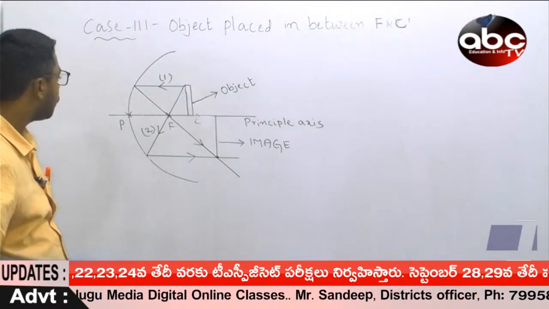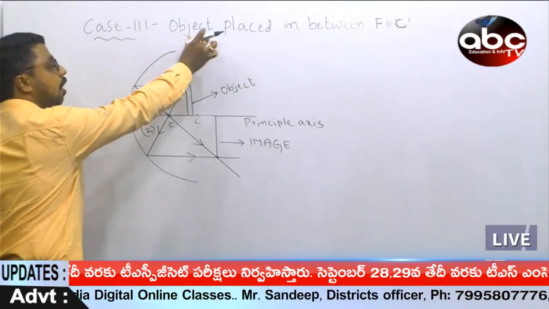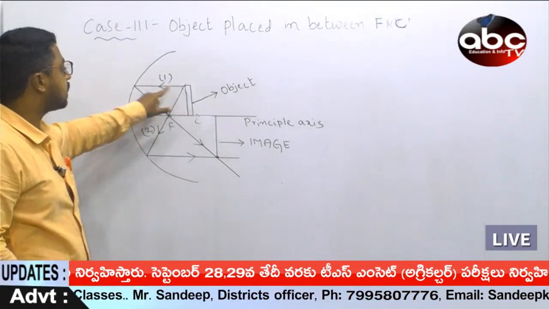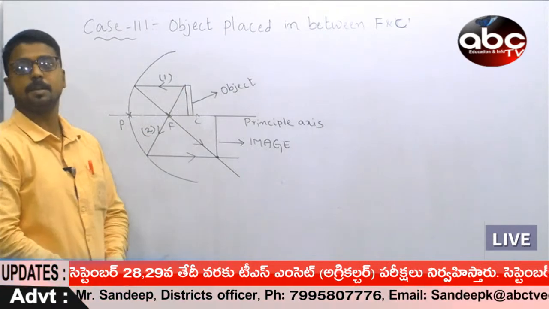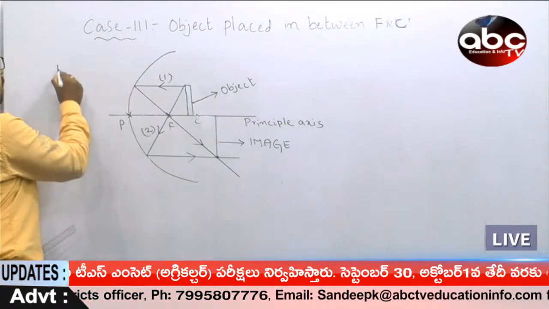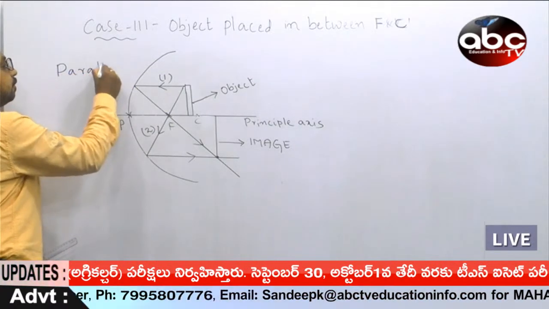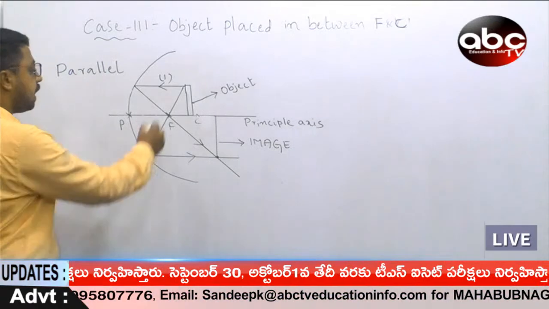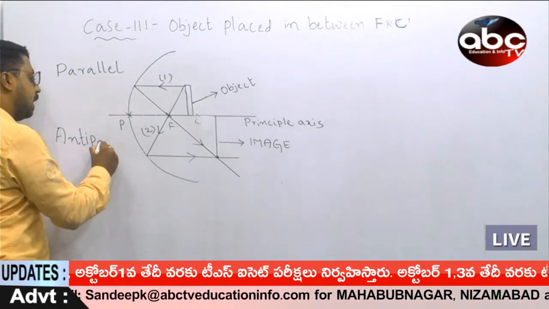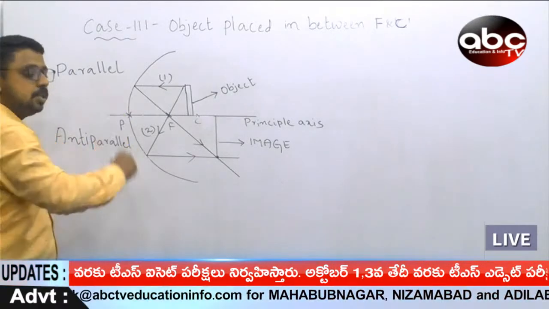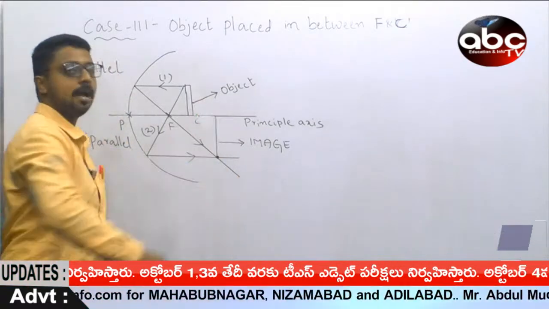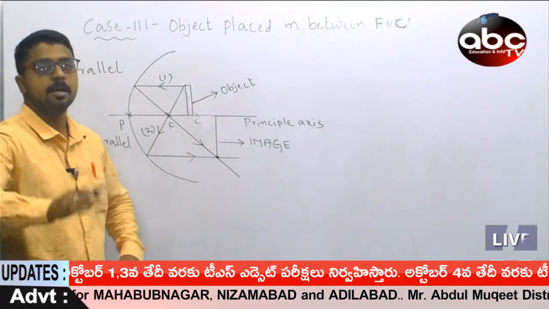So what are we going to do here? The point number one, when an object is placed in between F and C, what is going to happen? An object emits two types of rays. So here the first ray I am taking as a parallel ray, whereas the second one I have taken is called an anti-parallel ray. So as a result of these two rays, they are meeting or intersecting at a point. That is, the ray diagram has been completed.